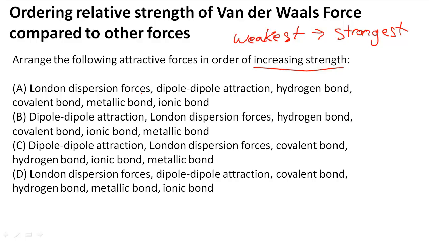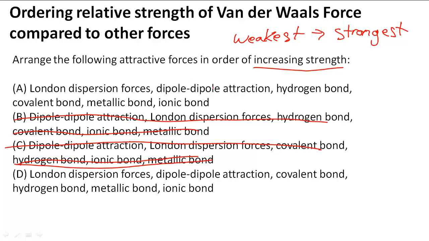So we have to look for London dispersion forces to be first, and we see that it happens in A and D, not B or C. Dipole-dipole attraction is stronger than London dispersion forces, so that means it should be after in this problem. So B is out of the question, and C. So now we can work with A and D.